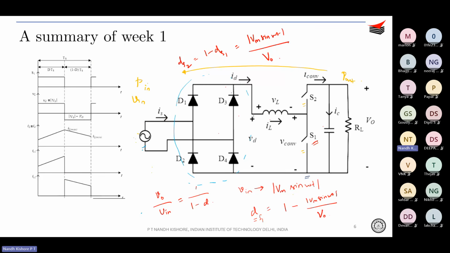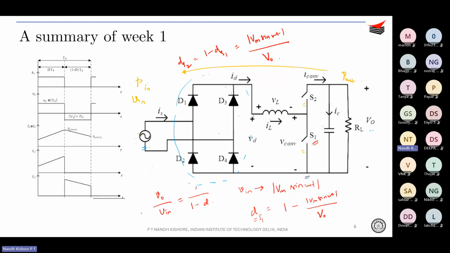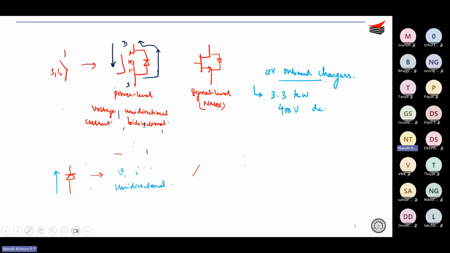This is a single phase over here. So for single phase applications, generally people go for, let's say, 3.3 kilowatt and 400 volts DC bus. So this voltage V0 would be 400 volts. So 400 volts DC, and obviously input would be how much? Your utility supply, 230 volts or 220 volts, whatever. Okay. So this is a very, very common application, 3.3 kilowatt, 230 volts, 400 volts DC. So this is very commonly employed.